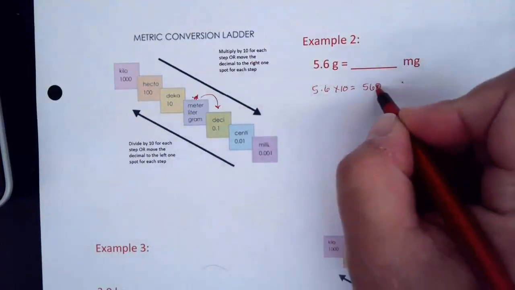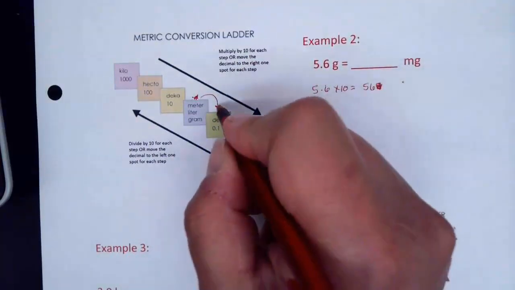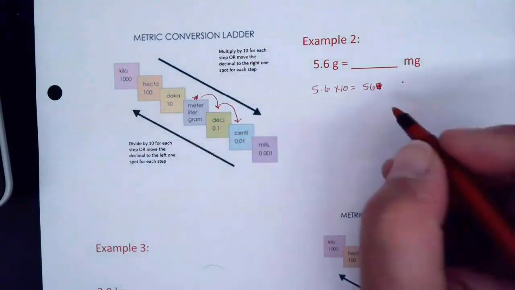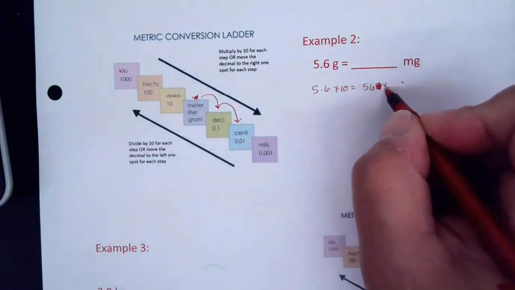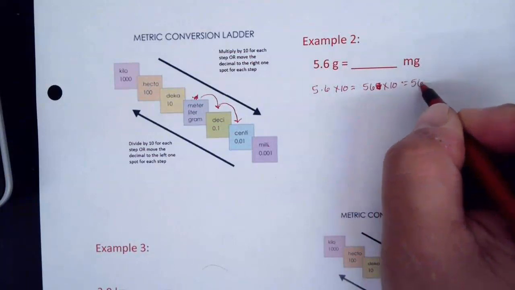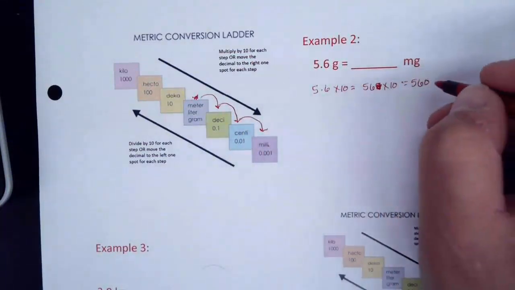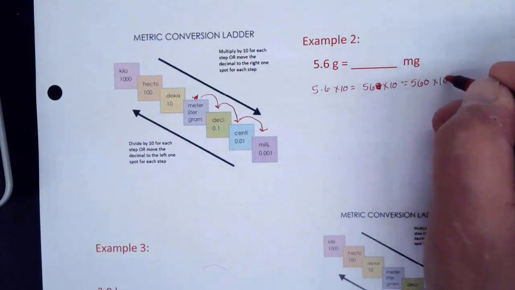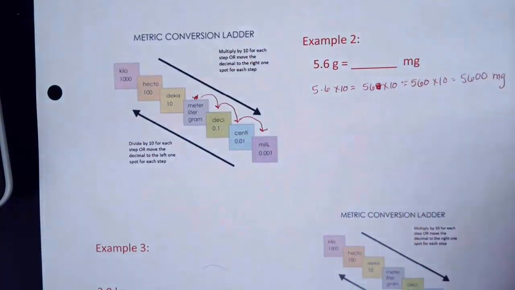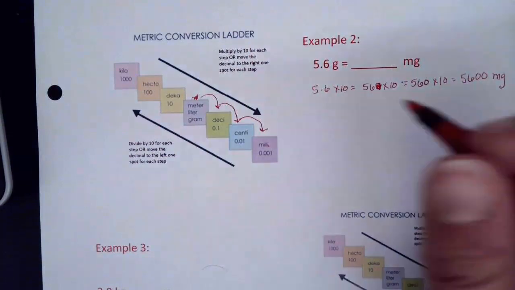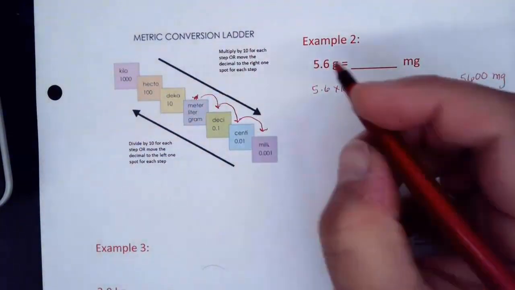No, sorry, 56. Then we got to go down another step because we're still not at millimeters, so then we would take this times 10. That would give us 560. We got to go down one more step because we want millimeters. So that would multiply that by 10, and we would get 5,600 milligrams. Right? So you just would multiply down.